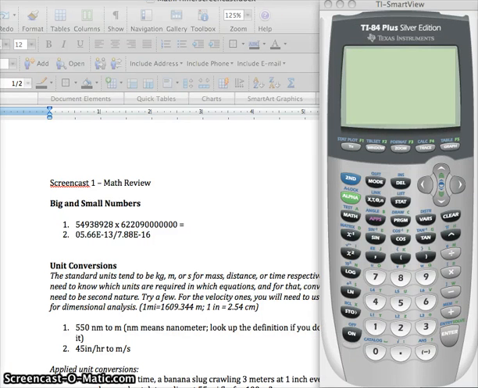Okay, hello everybody. I want to show you how to work some of these problems in the math primer in case they're giving you some trouble. And I want to do it in a way that we expect you to work problems in physics this year. First of all, big and small numbers.